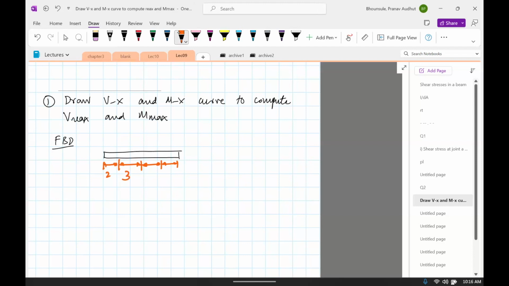2, 3, 3, and 2. Unknown VA, unknown VB. Okay. Loads of 2.5 kip, 2.5, 1, and 2.5.